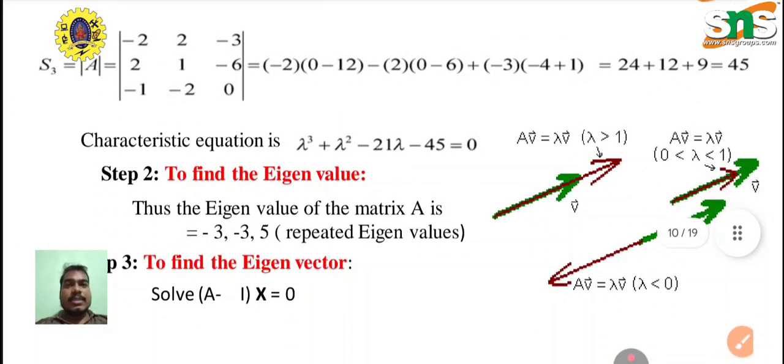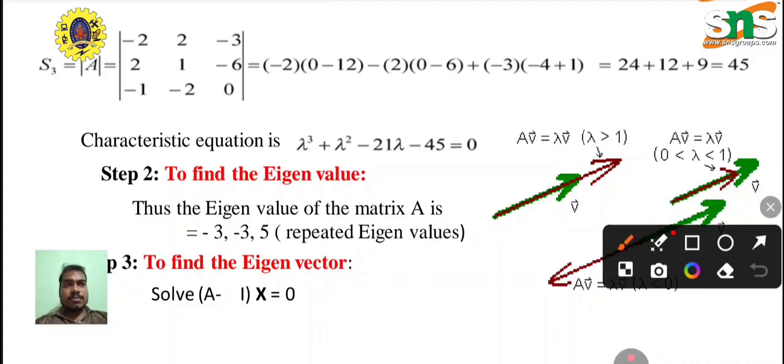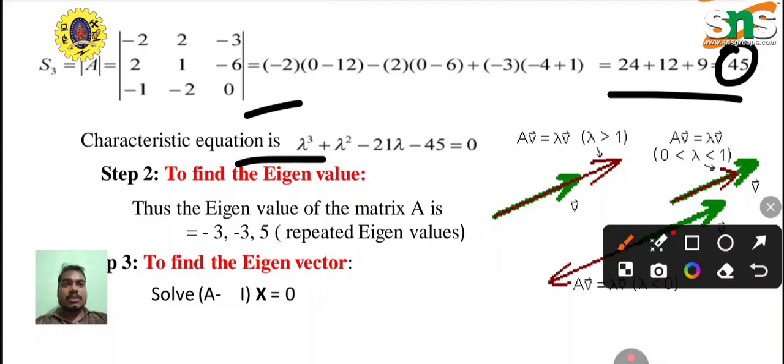So S3 is the determinant of A, the value obtained from the given matrix. The determinant of the given matrix is 45. Substituting the S1, S2, S3 values in the characteristic equation, it becomes lambda cubed plus lambda squared minus 21 lambda minus 45 equal to 0.